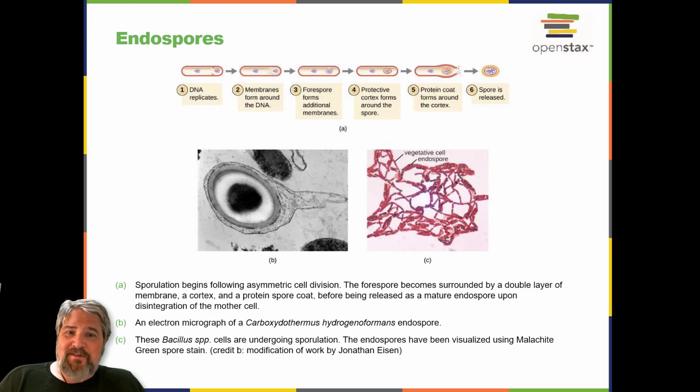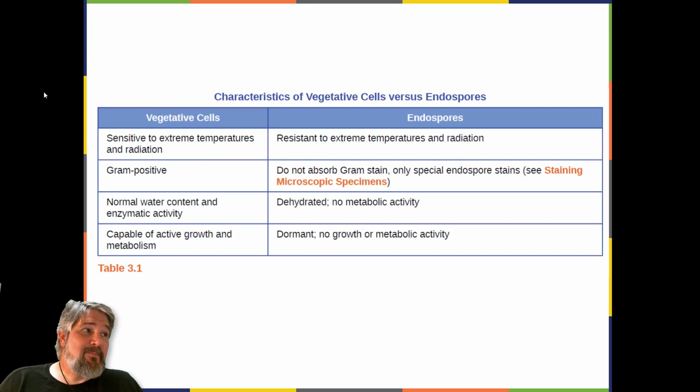Endospores, not to be confused with the reproductive spores formed by fungi, allow some bacterial cells to survive long periods without food or water, as well as exposure to chemicals, extreme temperatures, and even radiation. This table right here compares the characteristics of vegetative cells and endospores. So with endospores, you gain resistance to extreme temperatures and radiation.